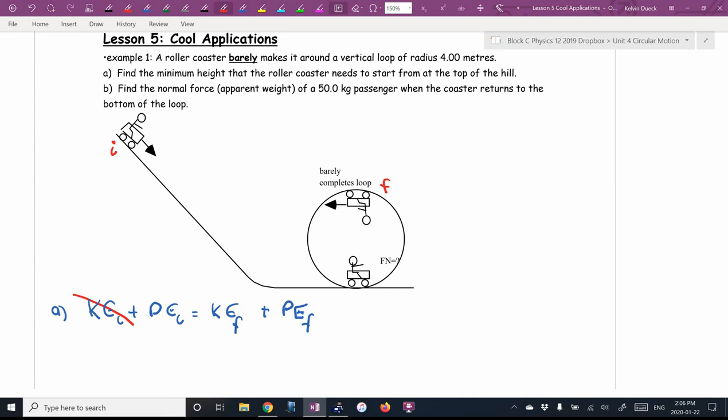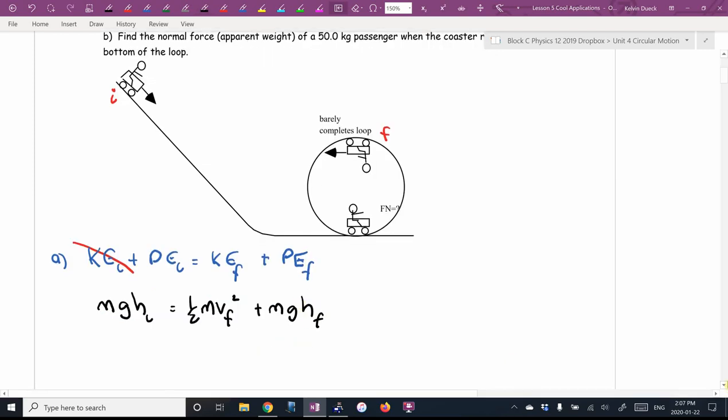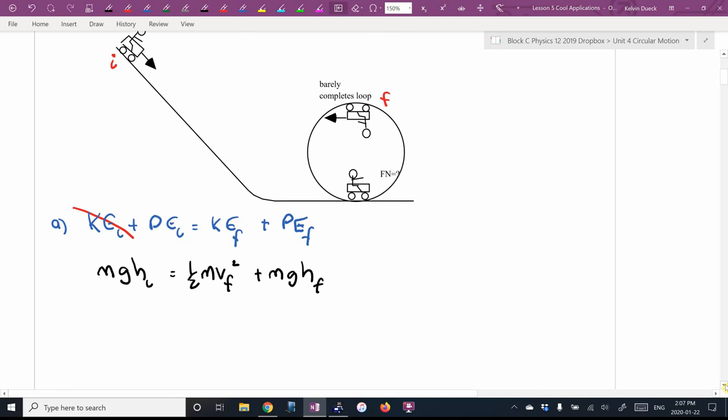I could rearrange everything. Trust me, I'm not going to, and you're going to see why. So my next line, I would go, well, mgh initial equals a half mv final squared plus mgh final. I would smile a little bit, Caleb, because little kids and grown-ups could go on the ride.